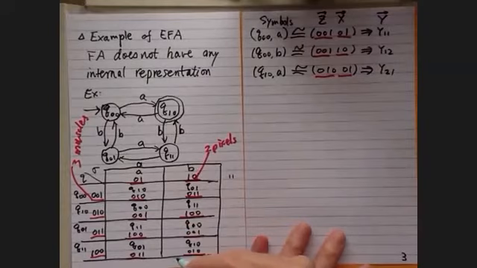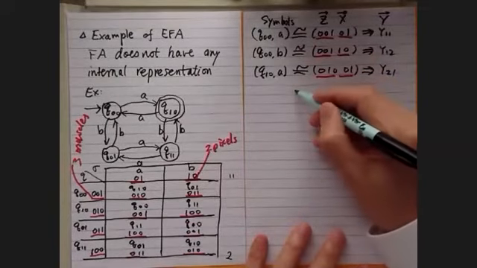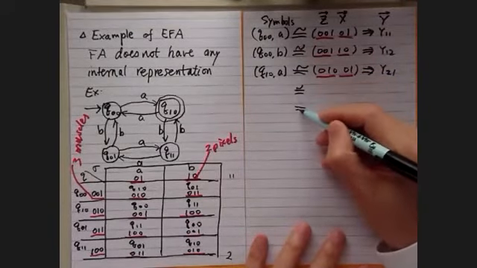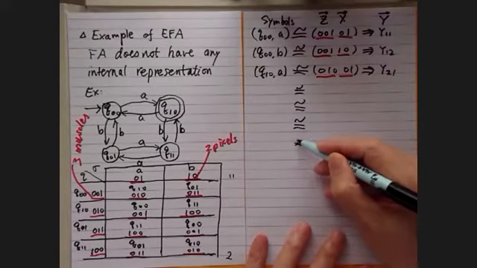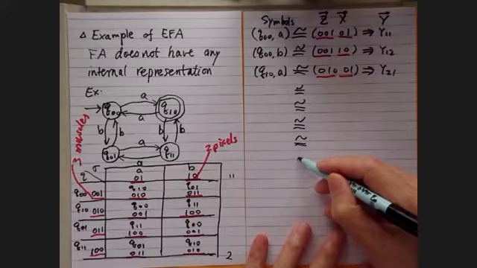1, 2, 3, 4, 5, 6, 7, 8. All right? Let's go 8.